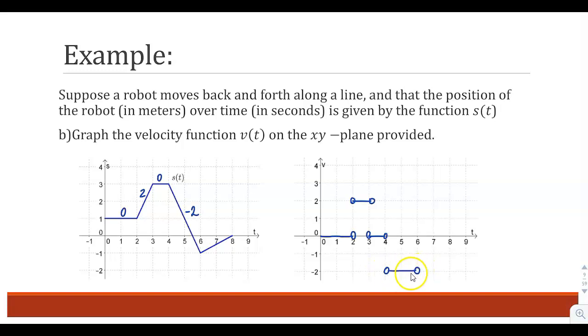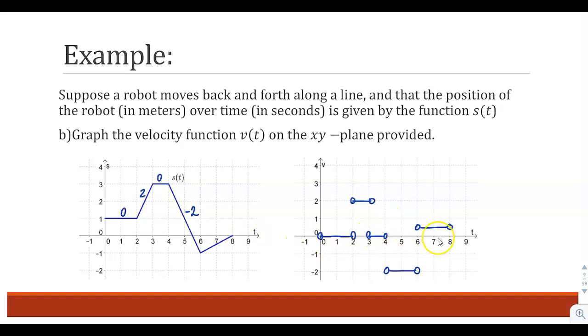Again, open circles because I'm non-differentiable at corners. And the last interval I'm going to look at is between 6 and 8. So I have to identify the slope here. So the rise is 1 and the run is 2, so it's +1/2. So between 6 and 8, I have a slope of +1/2.